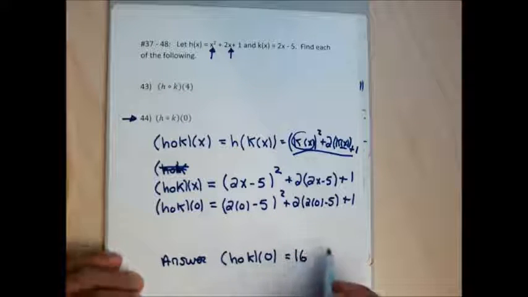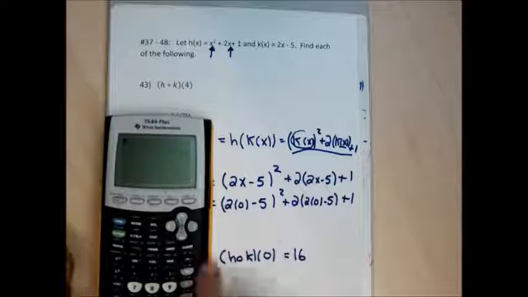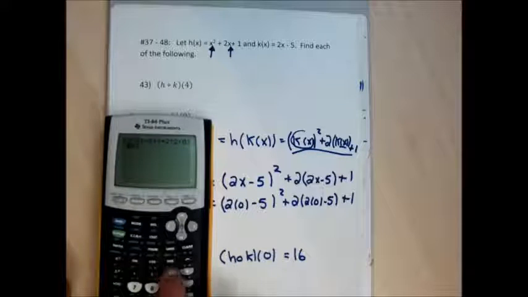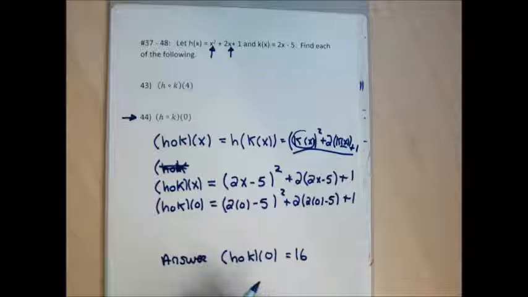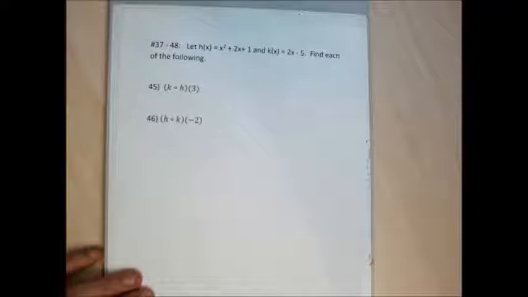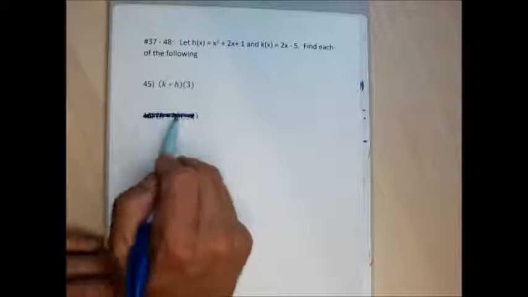I think that's the right answer, but let me just do this on my calculator. I'm going to enter it as close as I can to just like that. So parentheses 2 parentheses 0 minus 5 parentheses squared plus 2 parentheses 0 minus 5 plus 1, and I get 16. So that's perfect for that. So 43 should work similarly. Let me do 45 on this page as opposed to 46, just to give one of your problems a go.